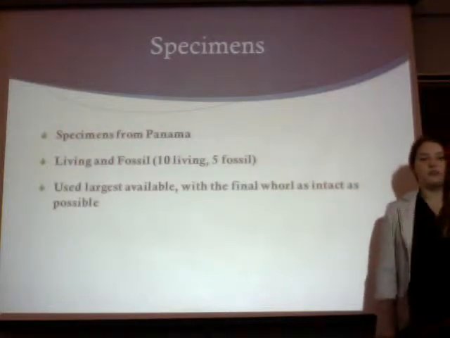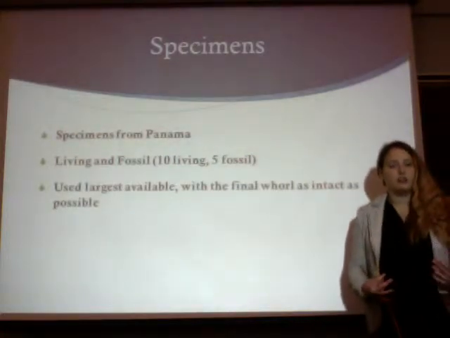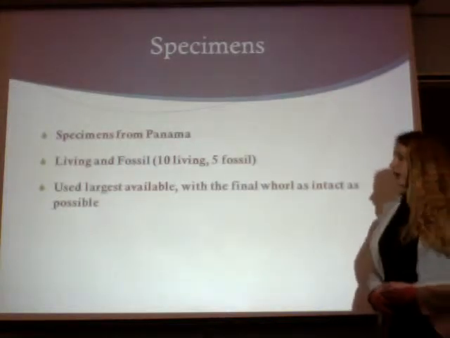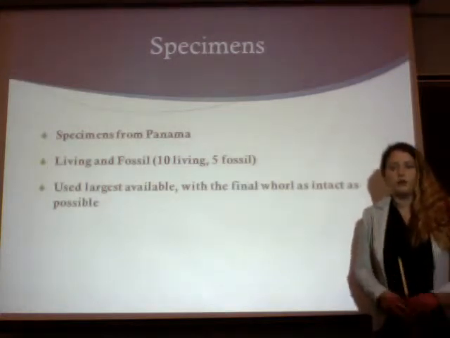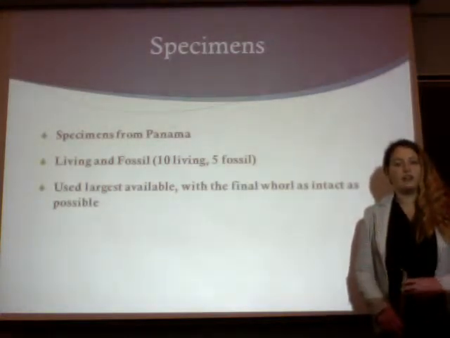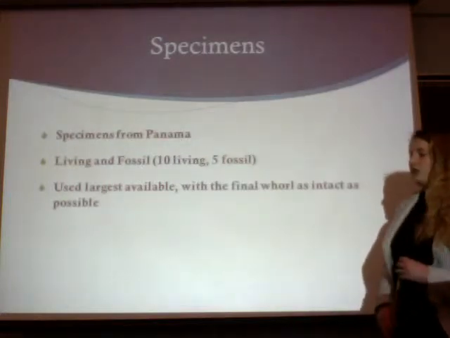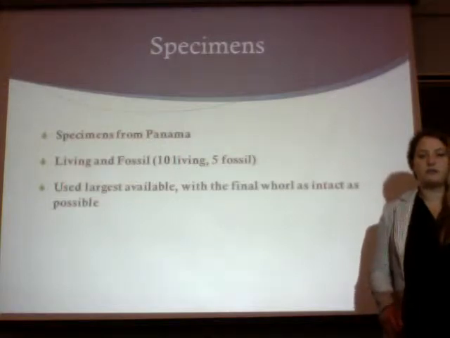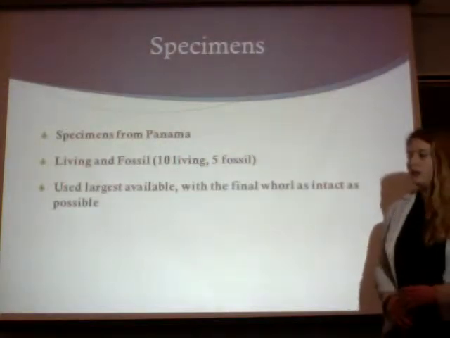So as I said before, my specimens are from Panama. Right now, I'm looking at 10 living and 5 fossil taxa. And I used the largest specimens that I had available to me, ones with the final whorl intact, so that I could use it to generate a character. Also, I needed to use specimens which had protoconchs available, and not all of them did, but I got a couple.